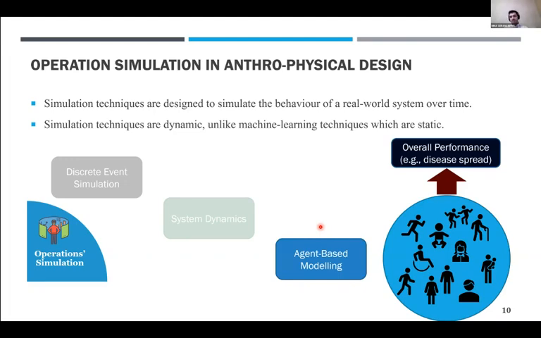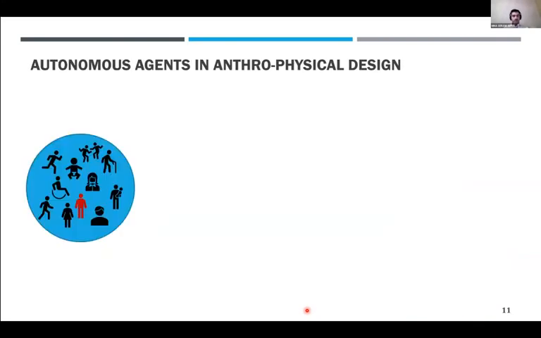This overall performance can be disease spread between people or infection risk. So the anthropic aspect of the anthro-physical design is using agent-based modeling. If we combine AI and agent-based modeling, we can make autonomous agents, or digital twins, of people inside the built asset.